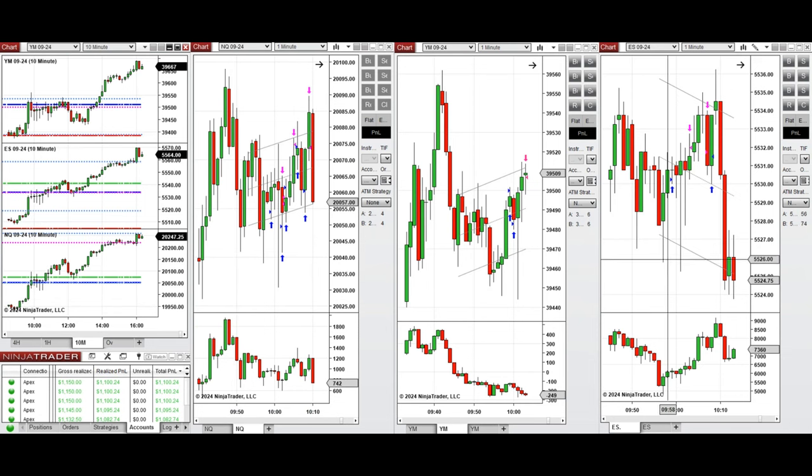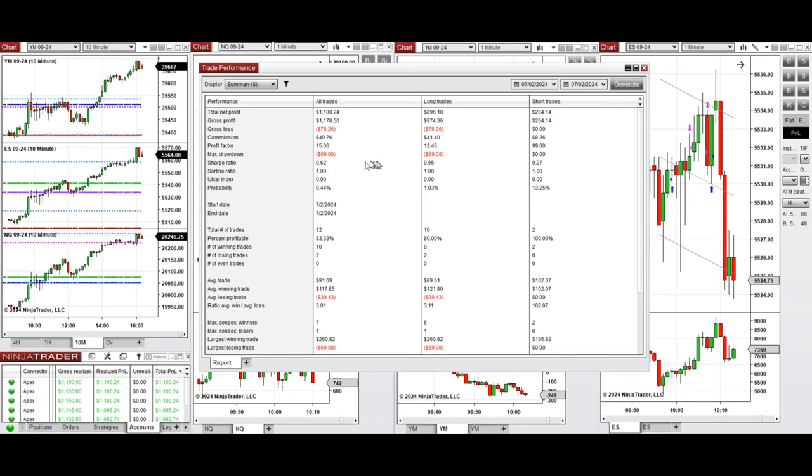And all these signals were copied by copy trader to multiple Apex Trader Funding accounts. And you see here the performance of one of these accounts, which was positive, showing a profit factor of 15 with an 83% win rate, which was 80 from the long positions taken and 100 from two sell short positions taken. And the average win to loss ratio was 3. The largest winning trade was $260 and the largest losing trade was $69.